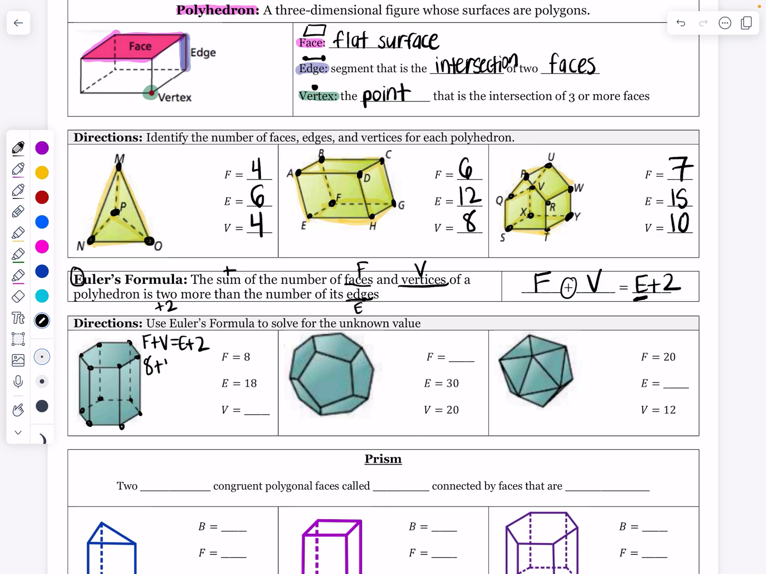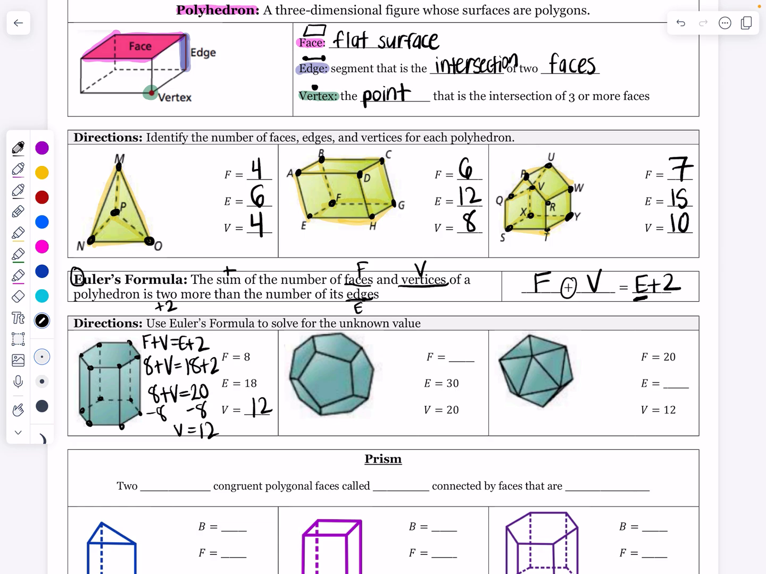So we'd go F plus V equals the number of edges, which is 18 plus 2. And so we're going to do 8 plus V equals 18 plus 2 is 20. And so to get V by itself, you're going to subtract 8 from both sides. And so when you do 20 minus 8, that is going to give you 12 for my number of vertices, which is exactly what we just said. There are 6 at the top, 6 at the bottom, so a total of 12.